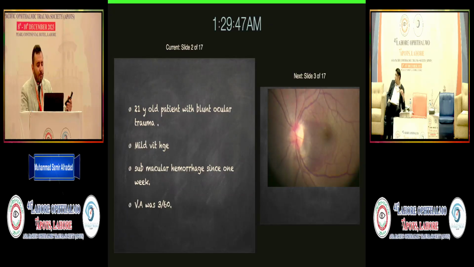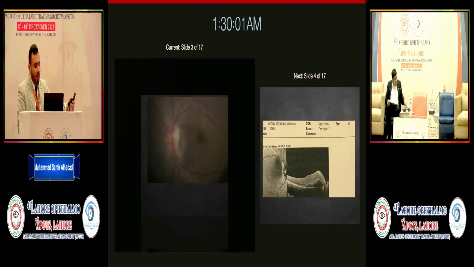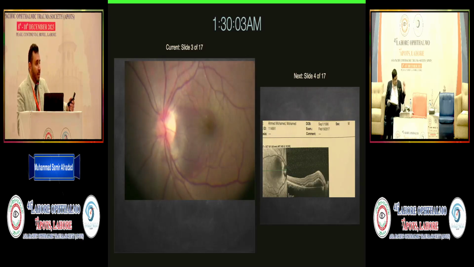How to manage the submacular hemorrhage? Bismillah ar-Rahman ar-Rahim. First of all, this is a 21-year-old patient with blunt ocular trauma, mild vitreous hemorrhage, and submacular hemorrhage since 1 week. Okay, this is the submacular hemorrhage.